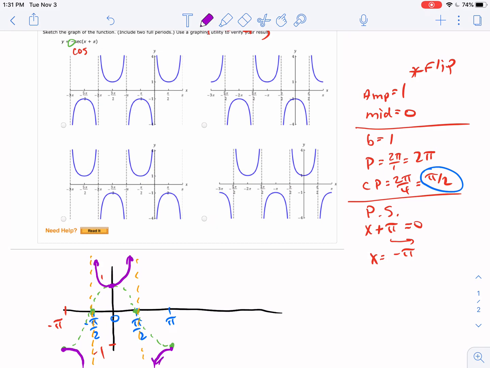So first of all, I would find one that opens up centered on the y-axis. It's not that one, it's not that one, it's not that one. Looks like it might be the fourth one here. And if I look, the vertical asymptote is at pi over 2 and at negative pi over 2, so that's looking pretty good.